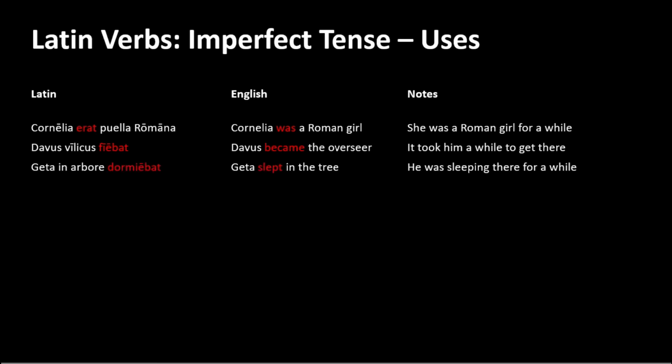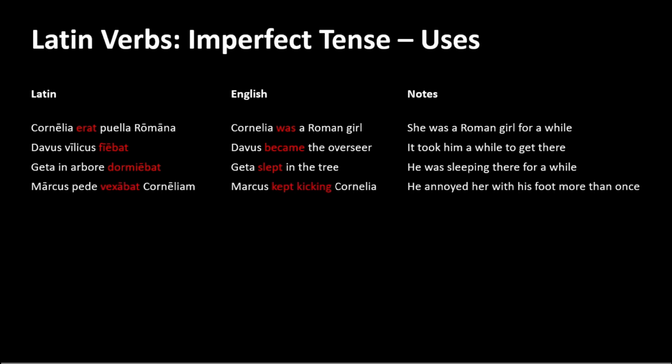Geta in arbore dormiebat. In English, you would translate that as Geta slept in the tree. But again, the clear implication is that he was sleeping in the tree for a while. The Latin doesn't say obdormivit, Geta fell asleep in the tree. No, Geta was sleeping in the tree. Geta slept in the tree, but he was sleeping in the tree for a while.